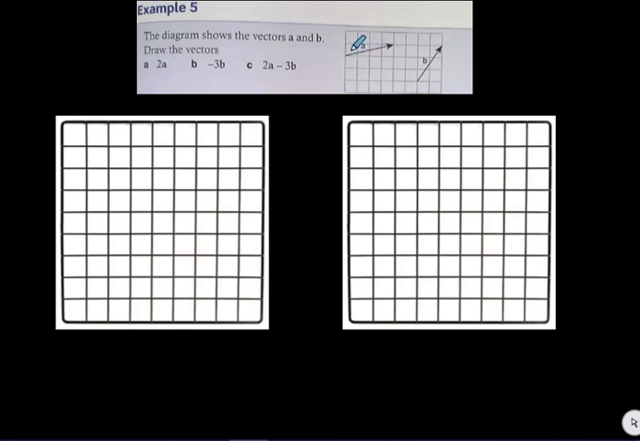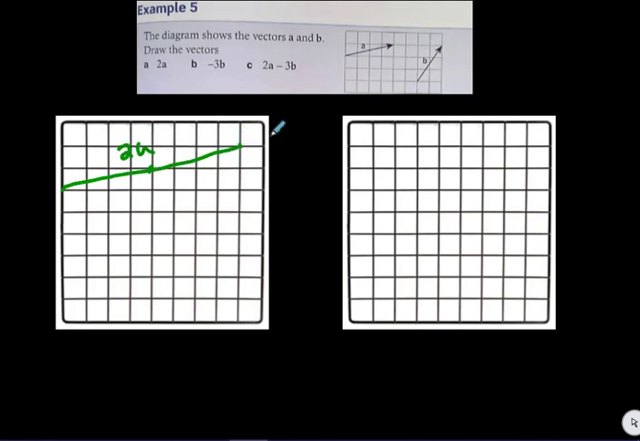So vector A here goes over 4 and up 1. If vector A is 4 over, 1 up, I can go 1, 2, 3, 4. That would be once it, but twice it'd be 1, 2, 3, 4, and up here. So this vector right here would be the vector 2A.